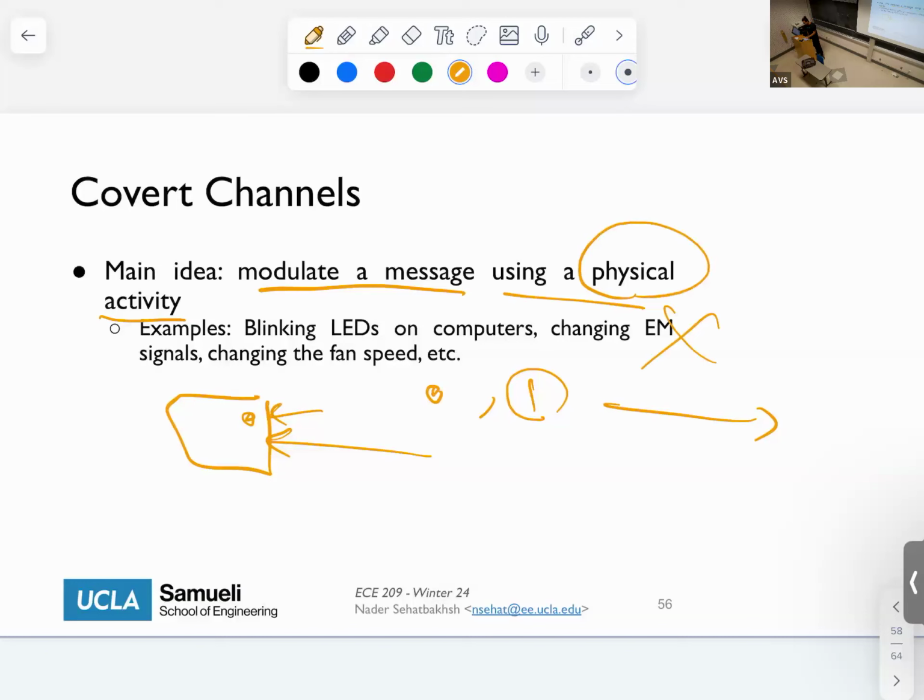Generally, any physical activity could be used for a covert channel, okay? Measuring temperature, measuring sound, measuring power, changing the refresh rate of your phone. There are a whole bunch of different works that people have shown that there is a covert channel for it.